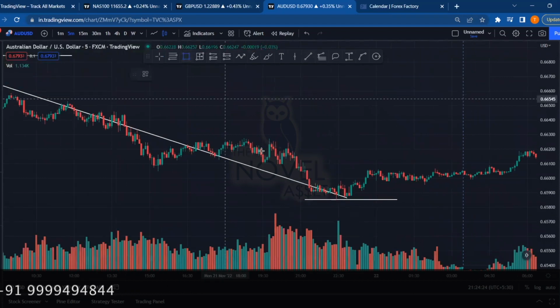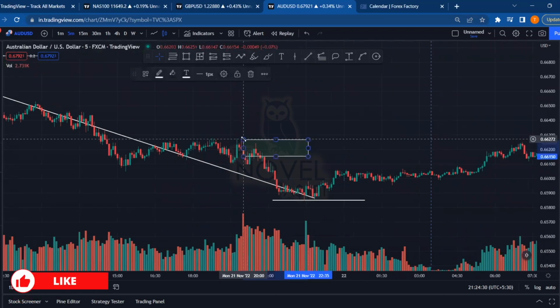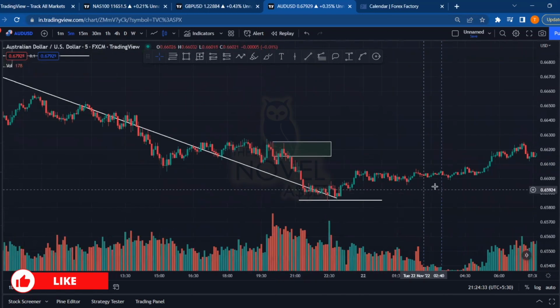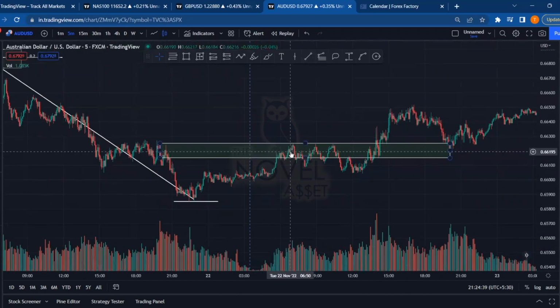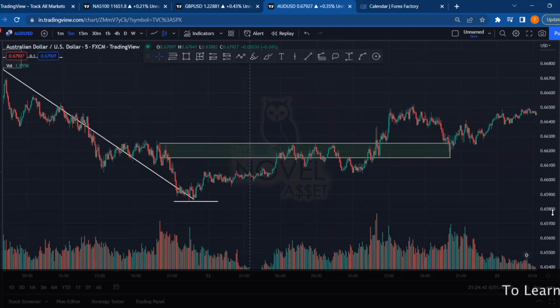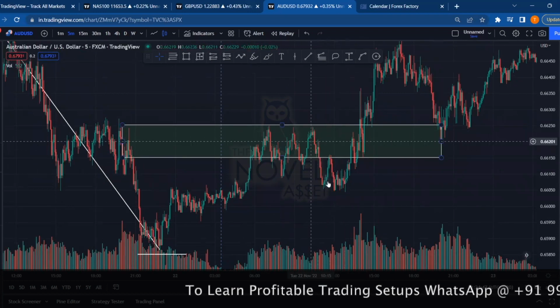So what are we going to do? We are going to put a box on this candle like this, marking from its high to low, and stretch it towards the next day. What you can see over here is that in the Asian session, the price was trying to break out of this area, but was never able to go towards the upside and showed a good bearish momentum.